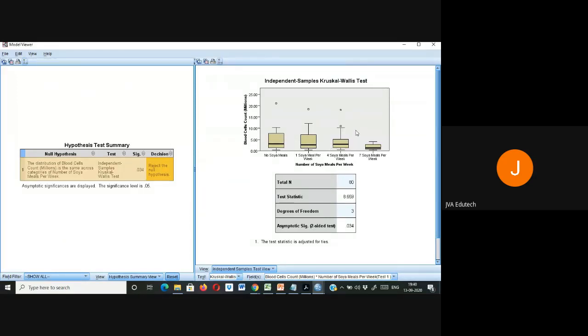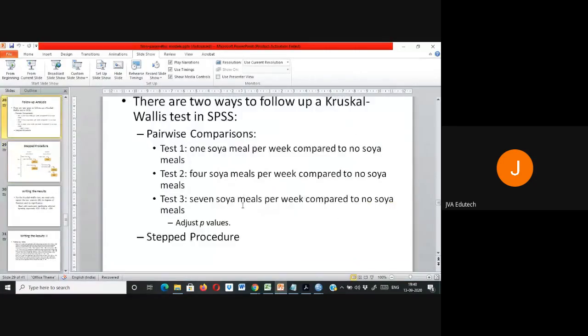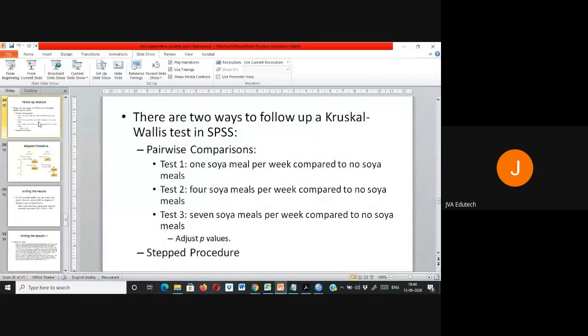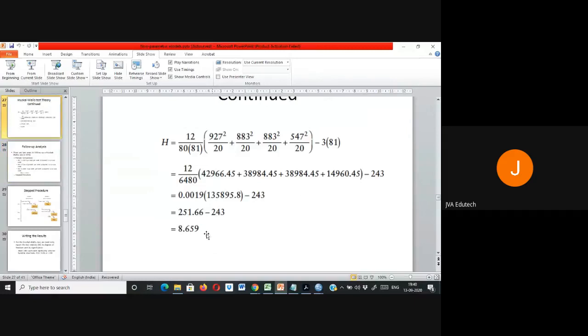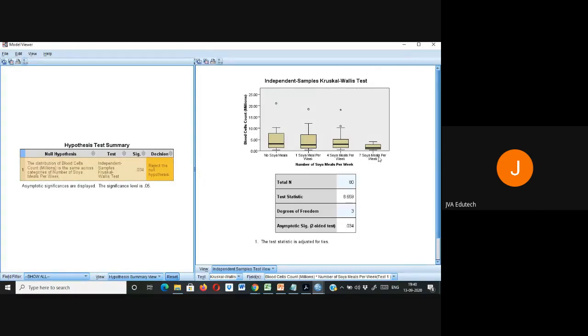If you see this detailed output, it will give you the degree of freedom. Already it is 4 minus 1, 3, as we have 4 groups. The significance value, and the test statistic, meaning the value of H Kruskal, here comes out to be 8.659. Let's compare when we have done it manually. It's the same value. Here also we had the same. So just a cross validation: if you do it manually or through SPSS, we are going to get the same result.